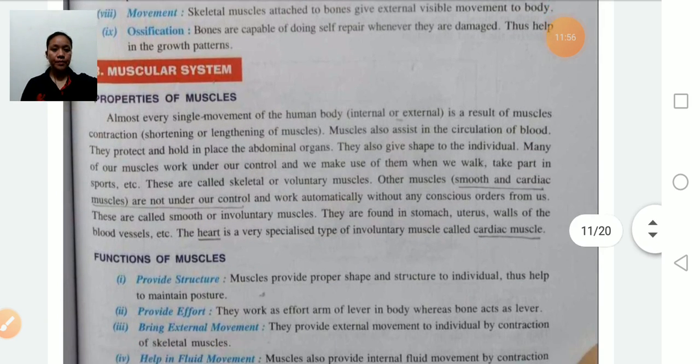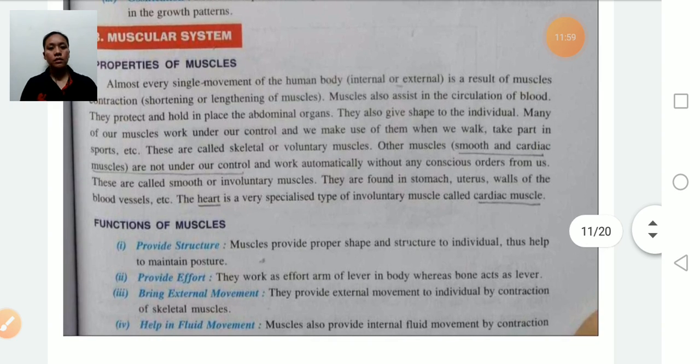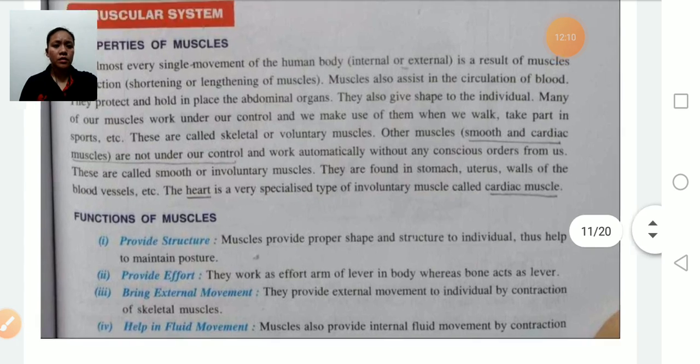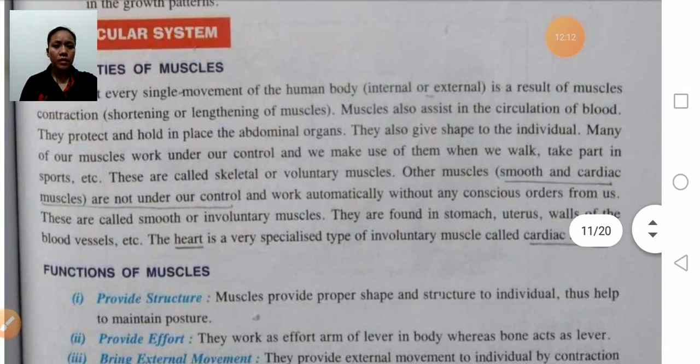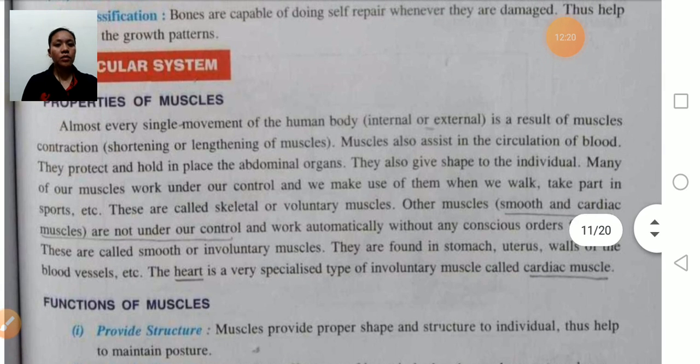Muscular system. Properties of muscle. Almost every single movement of the human body, internal or external, is a result of muscle contraction. Muscle contraction means shortening and lengthening of muscles. So every movement, whether internal or external, is due to the contraction of muscle.